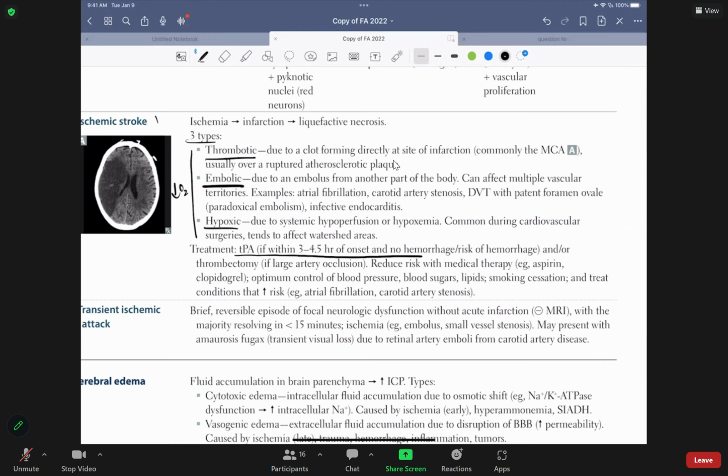After 3 to 4.5 hours, factor 13 comes and makes the clot stronger. Do you guys remember? We did clotting factors, intrinsic and extrinsic, and we said the primary clot and the secondary clot happen when factor 13 comes, right? So we want to give the medicine within the first 3 to 4.5 hours so factor 13 doesn't come. Once factor 13 comes, it makes it a little harder to break down clots, folks, okay? That's the idea.